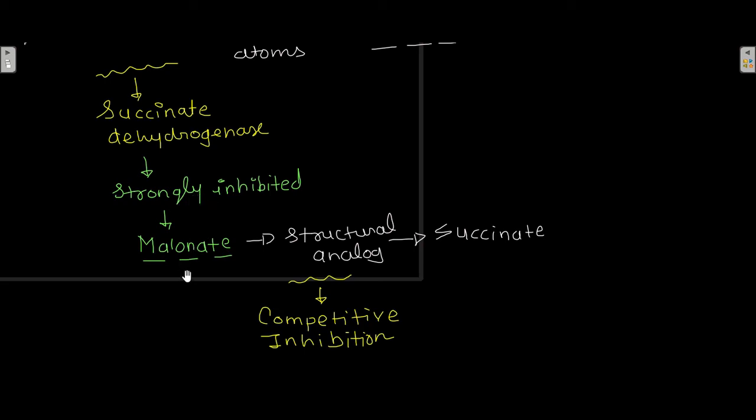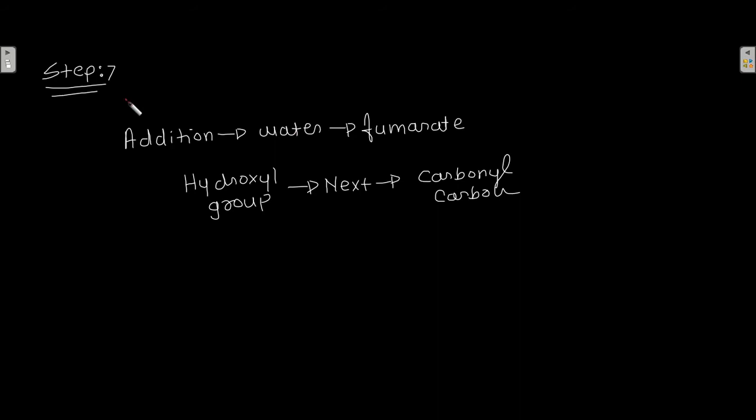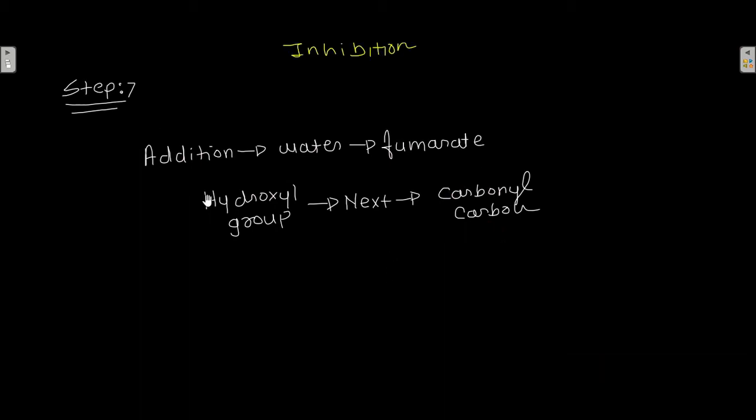Now in step 7, there is addition of water to the fumarate, which places the hydroxyl group next to the carbonyl group. In this step, there is addition of water to the fumarate, and this results in the placement of the hydroxyl group next to the carbonyl carbon. So that's all that is happening in step 7. Now let's look at step 8.